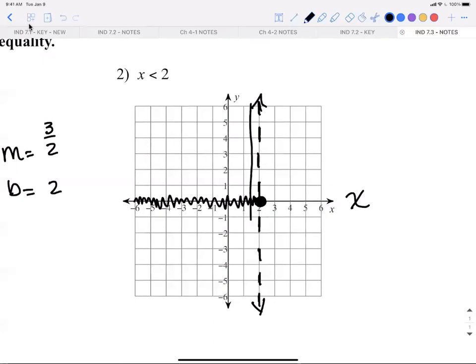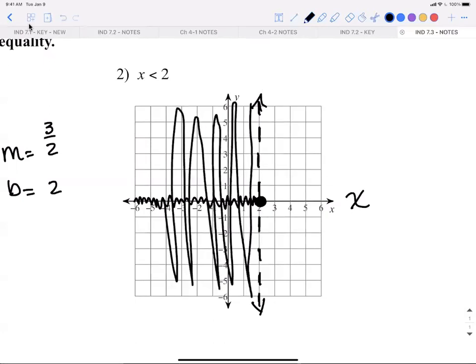So then I just come back with my pencil. And when I say shade, it doesn't have to be solid as long as I can tell left or right which way you're doing. So you can see that I kind of gave myself a basis for which way I'm going to shade based on my beginning point. And then once I know which way to shade, then I go back and actually shade my graph.